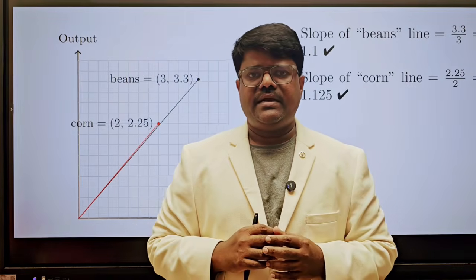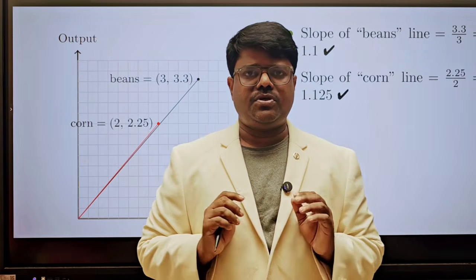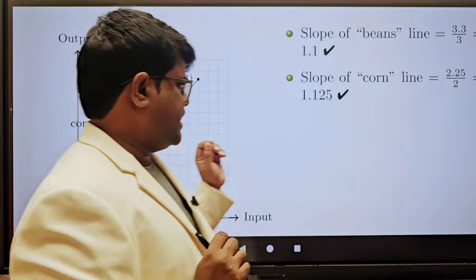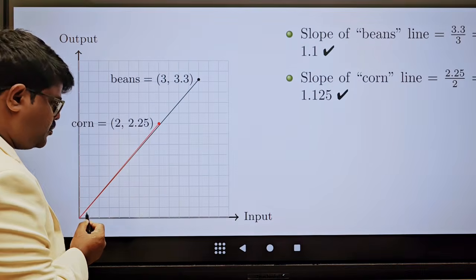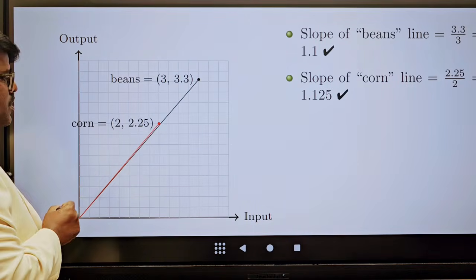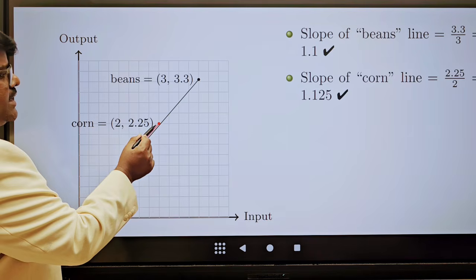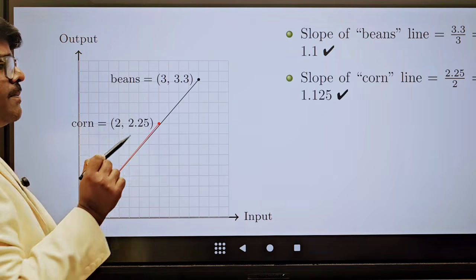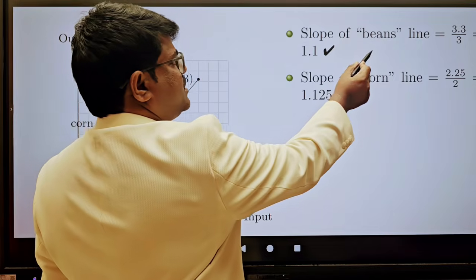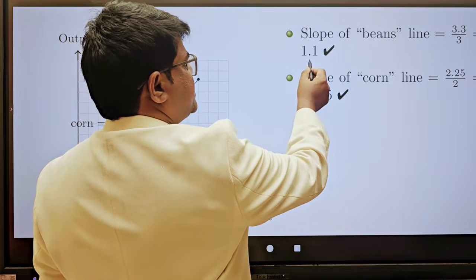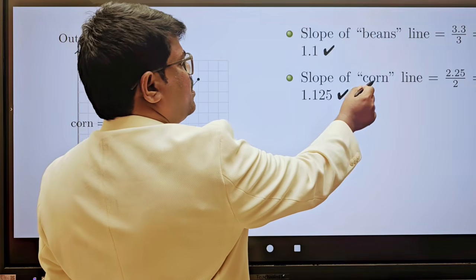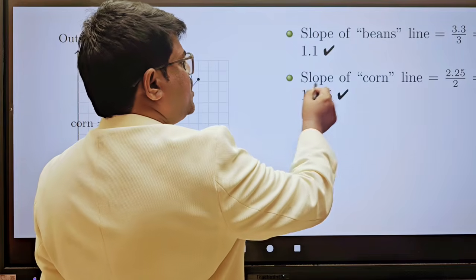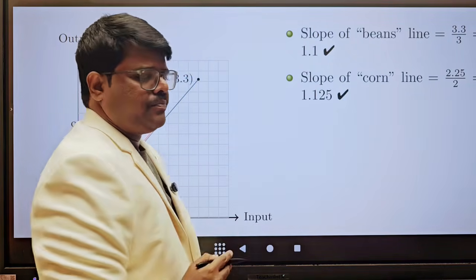As I have said, in the first quadrant all values are positive. You can see here, this is input, this is output. Red is for corn, black is for beans. The slope of beans is 3.3 divided by 3, that is 1.1. The slope of the corn line is 2.25 divided by 2, equal to 1.125.